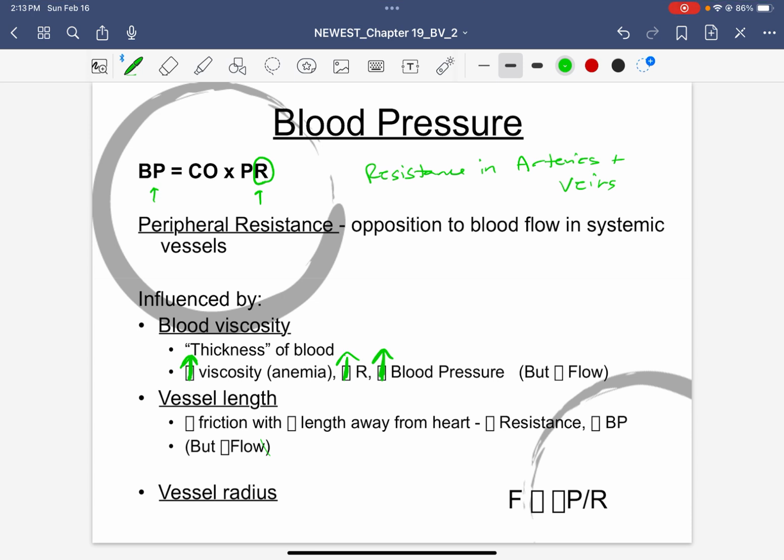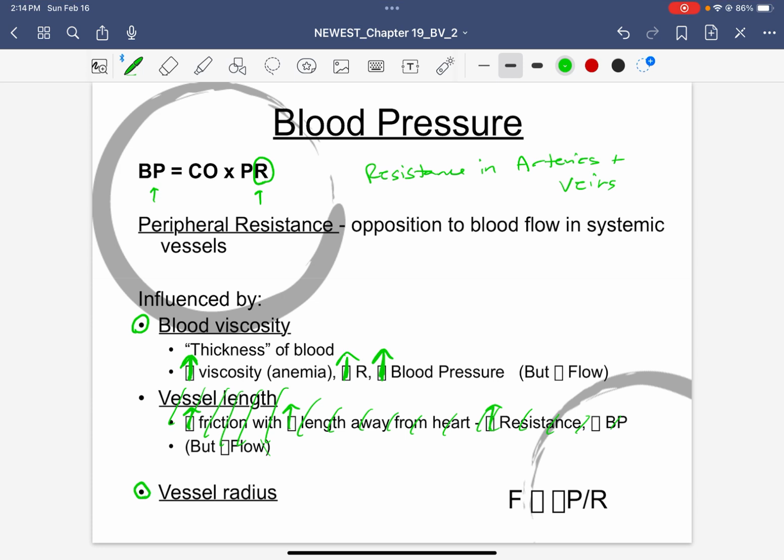Another thing is vessel length. There's always going to be more friction the further away you are from the heart. So once I get to my radial artery, there's more resistance than there was right in the aorta, simply because we've increased the length of the vessel. I'm not as concerned about vessel length. That's true, but I'm not so concerned about that. I just want you to know viscosity. If the blood becomes more viscous, it's thicker, that adds resistance.